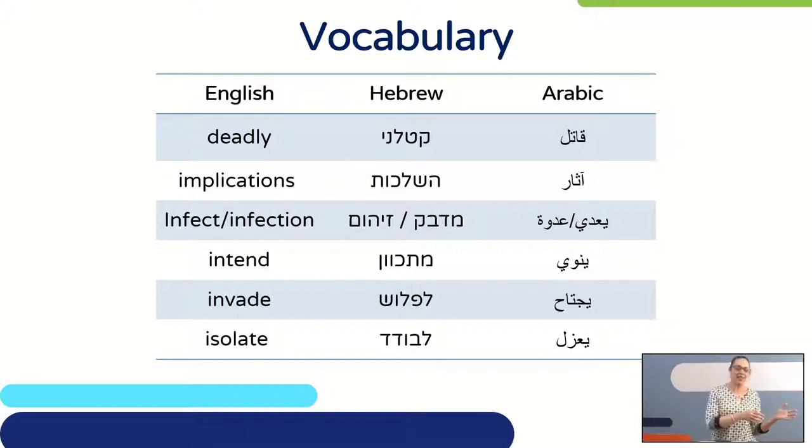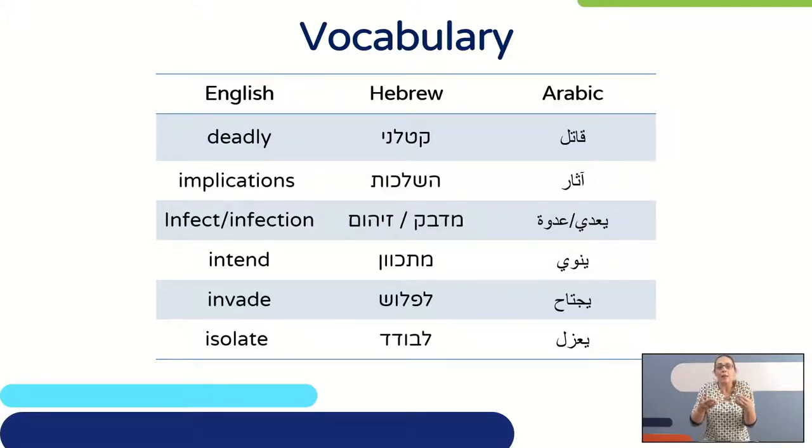We have infect and infection. This is a term we hear so often nowadays. He is infected by coronavirus. He got the virus, and we want to try to eliminate the infection around people. That's why we stay home. So infect is the verb and infection is the noun.